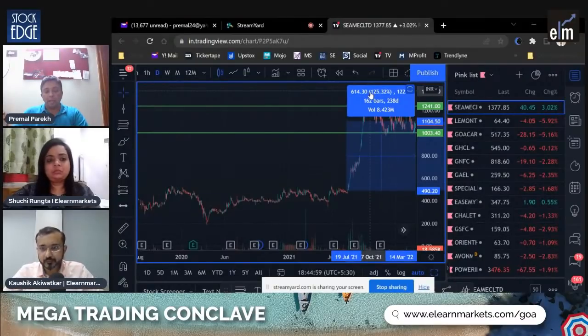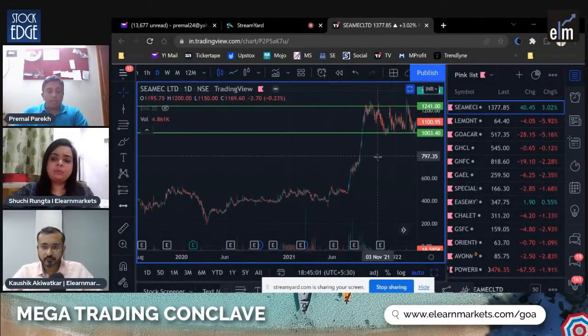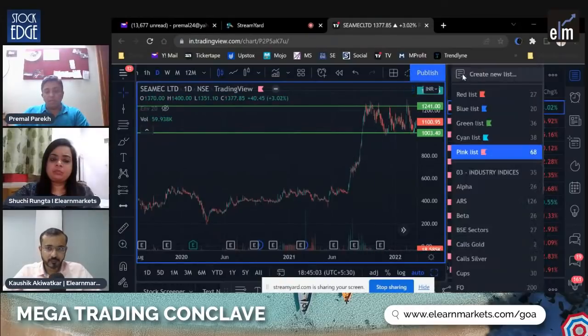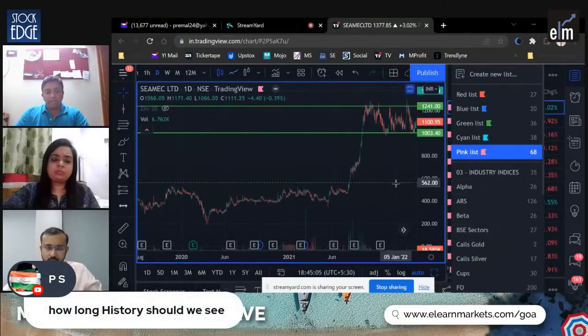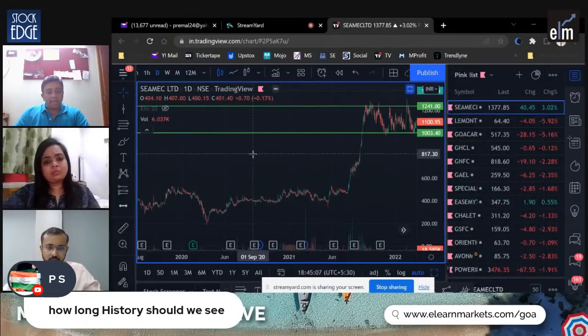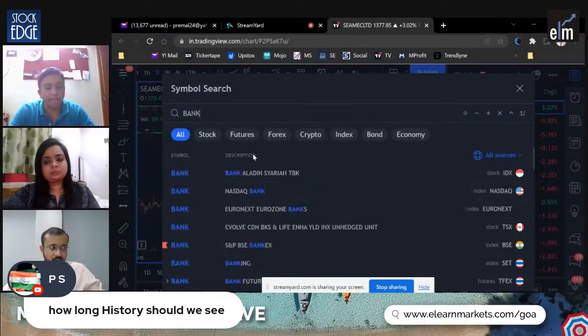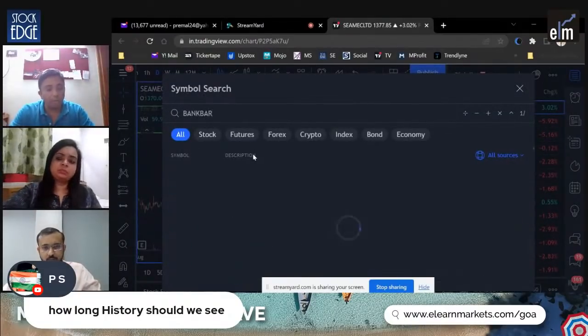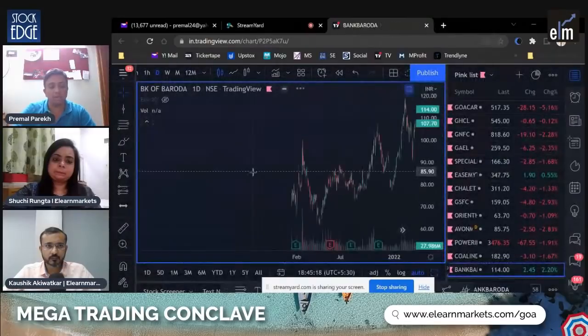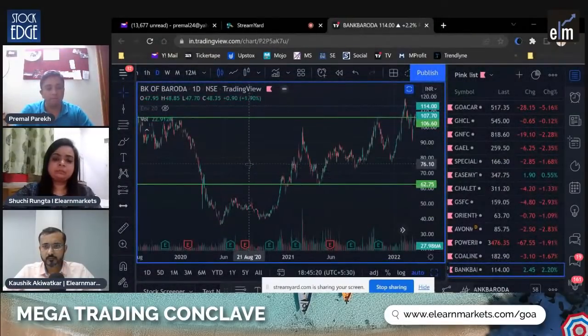Right. Okay. Now, how do we compare? There is also one system wherein we compare these charts. We'll show you something like, let's take any large cap. For example, Bank of Baroda is a frontline banking stock, which I want to compare with my system, whether it's an outperformer or an underperformer.